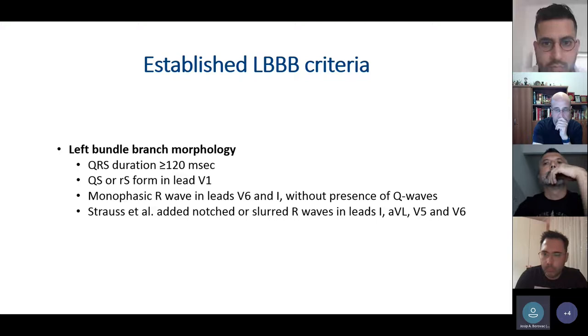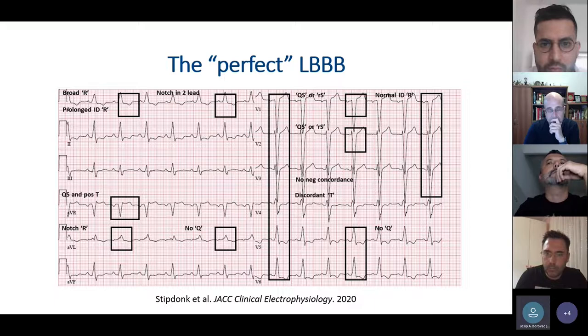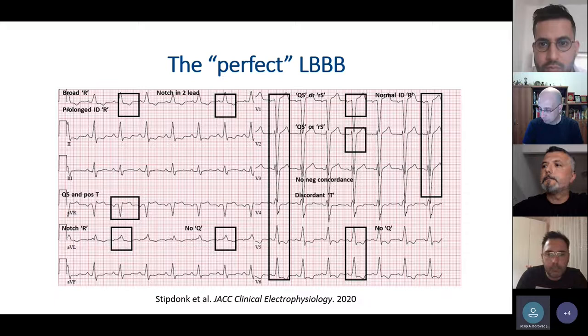So how would the perfect LBBB look like? Left bundle branch block, as we can see on this image, shows some of the prominent features of what we would consider a true left bundle branch block. I'm not going to go into details with this image, as you are all probably very familiar with this, but I think this was a nice summarizing figure from work by Stipdonk in JACC Clinical Electrophysiology. It's a good paper to read, so I would definitely recommend it.